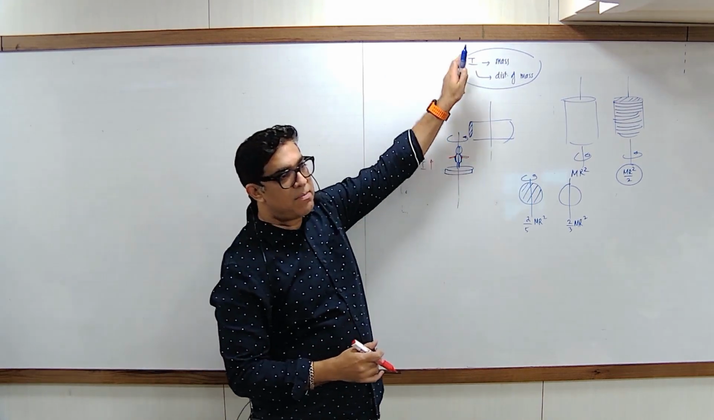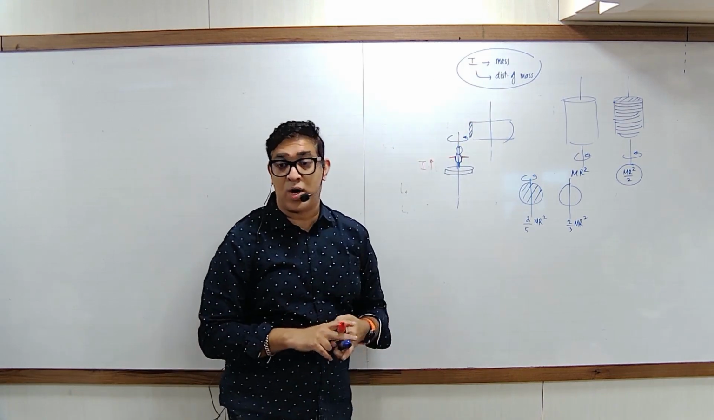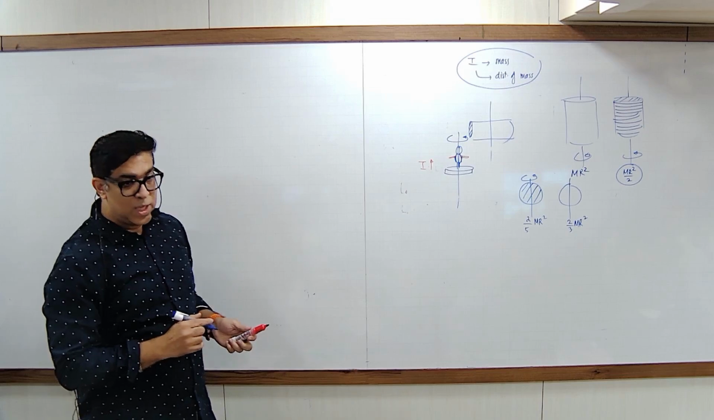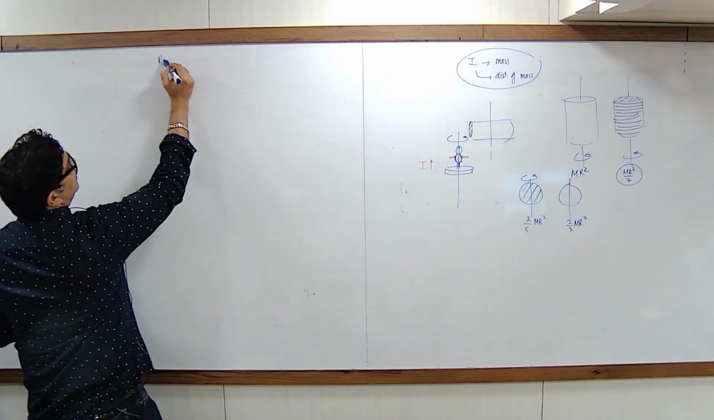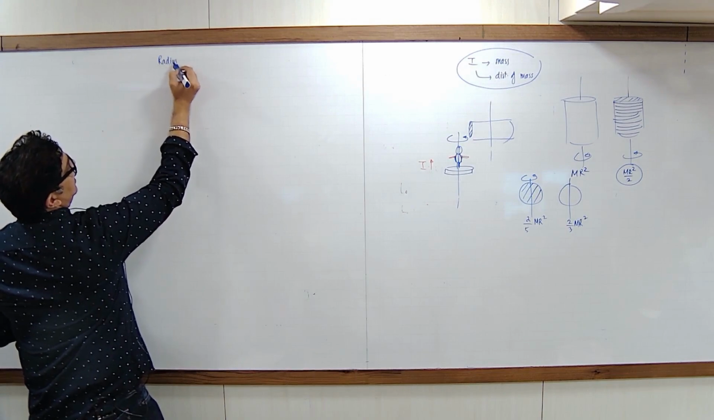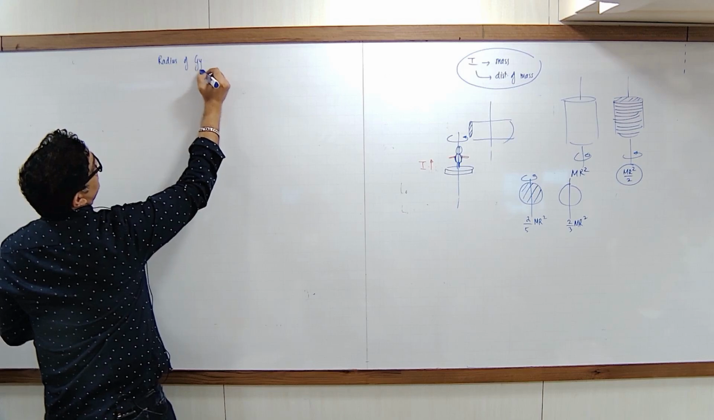But as of now, just remember, moment of inertia depends on two factors. What and what? Mass and. So to define the distribution of mass, we define a new term, and that term is called the radius of gyration.